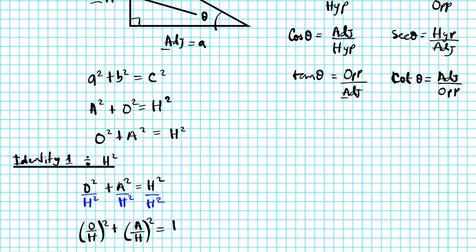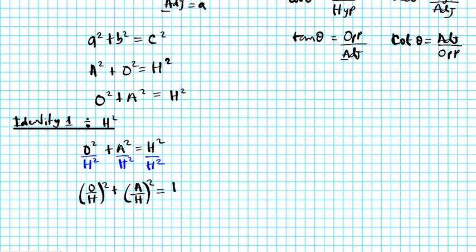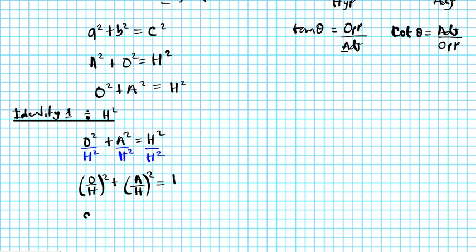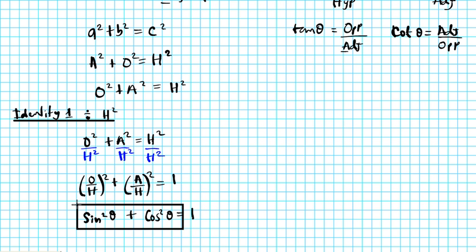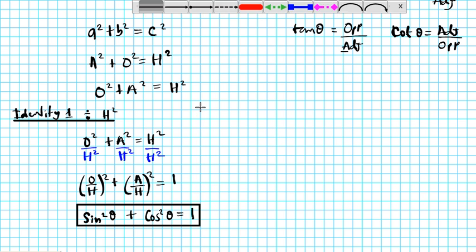So guess what I'm going to do here? O over H is sine, so I'm going to replace O over H squared with sine squared theta. And then what's A over H? Cosine. Plus cosine squared theta equals 1. Bam. That gives you your first trig identity. Just by dividing this formula by H squared, you generate the first one. The same procedure generates the other two.